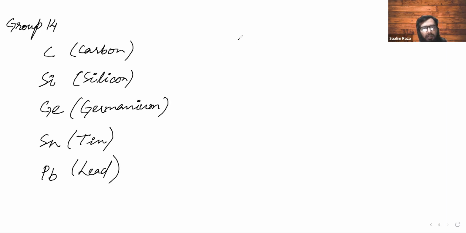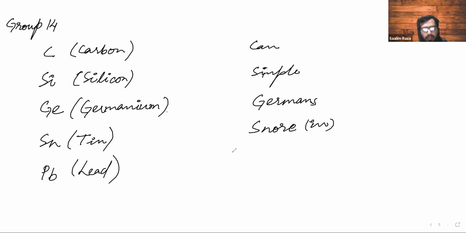How to remember it? Can simple Germans snore in pubs?